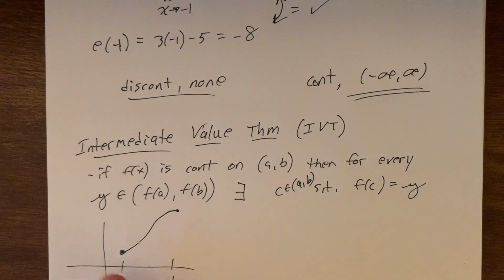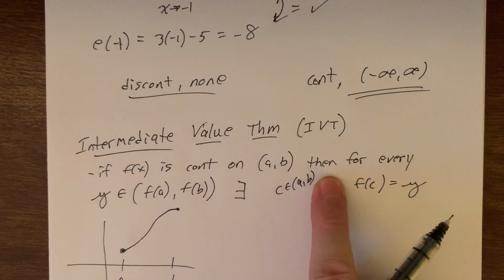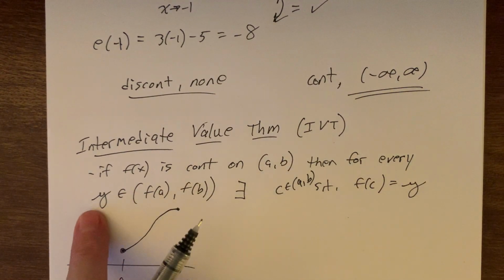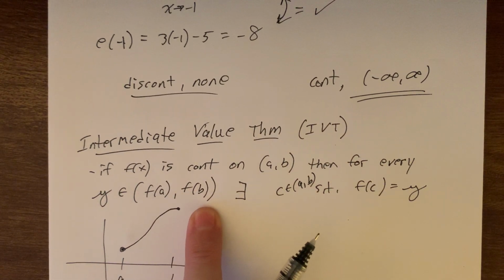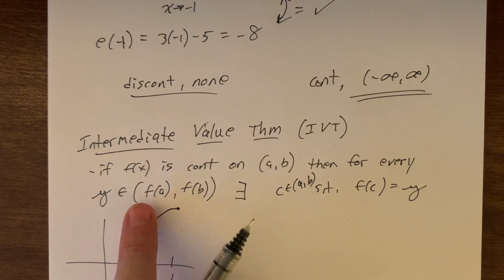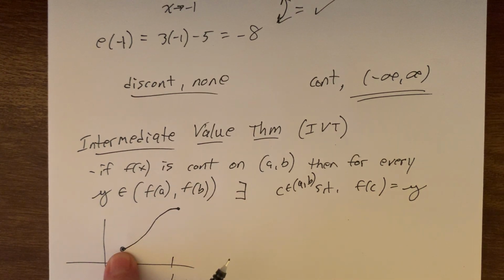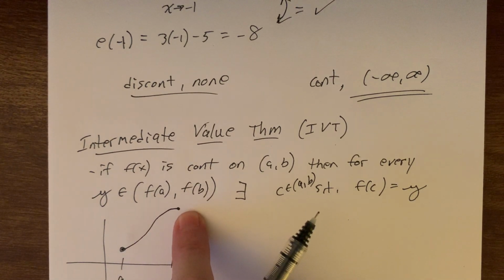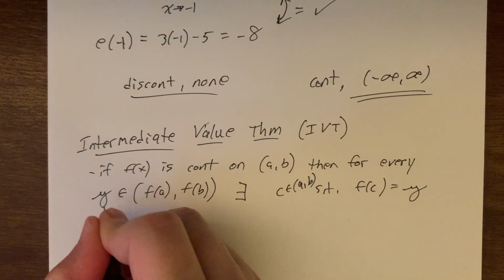I don't care what happens outside of the interval a to b, but between a and b, my graph is fully connected, so my function is continuous. Then, here's the conclusion. Every y value between these two, this is why my notation is a little improper. An interval always goes from small to big. So it was definitely an assumption for me to say that the y value here would be smaller than the y value here.